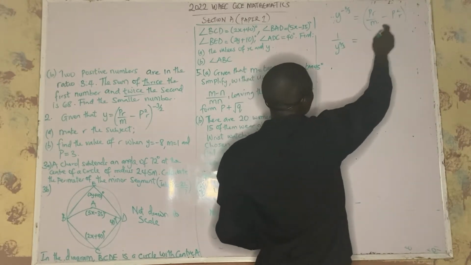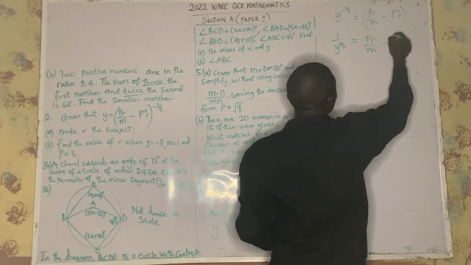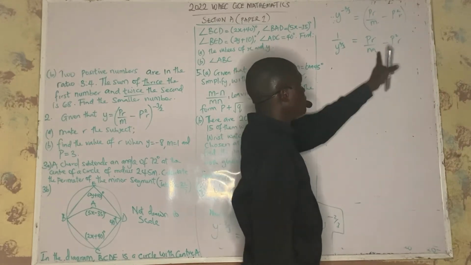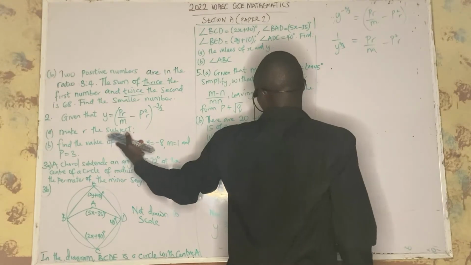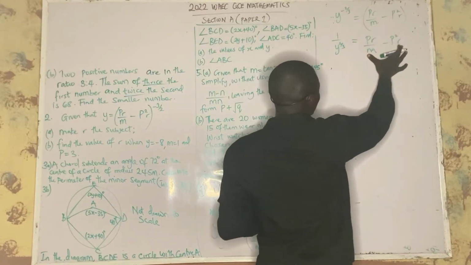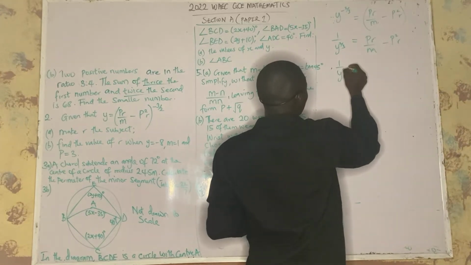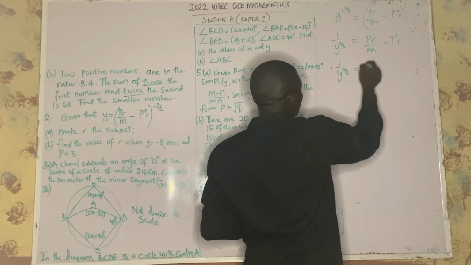equal to now. Since this power is 1, it will be PR over M minus P squared R. Now the next thing is to factorize this. So I'm making R the subject. The first is to factorize this now. This one will be 1 over y raised to power 2 over 3 equal to what?